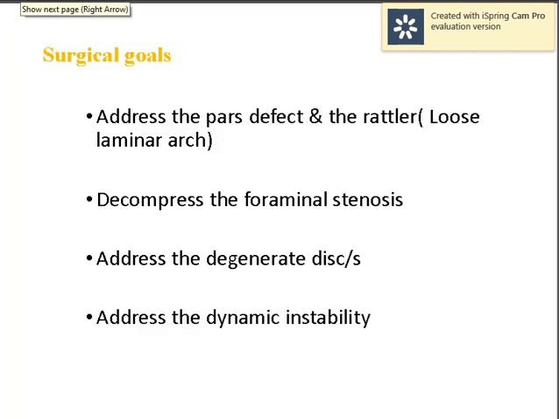Surgical goals are to address the pars defect and the loose laminar arch, and decompress the foraminal stenosis. If there is a compression in the foramina, you have to release that. Address the degenerative disc: if the discs are already degenerated and damaged, that should be addressed, and address the overall dynamic stability of the motion segment.